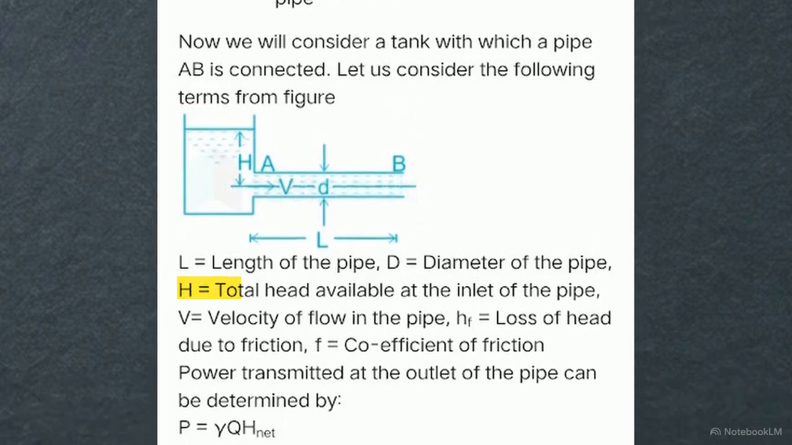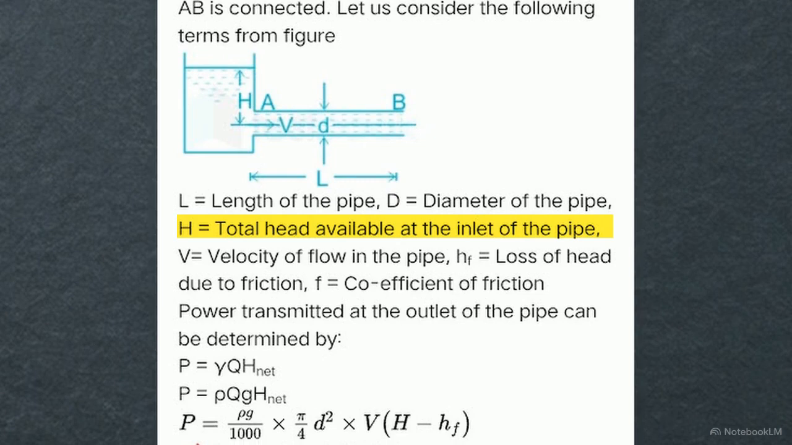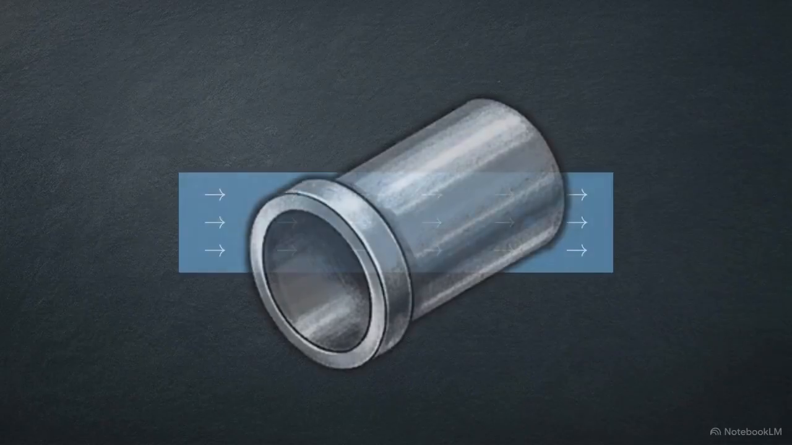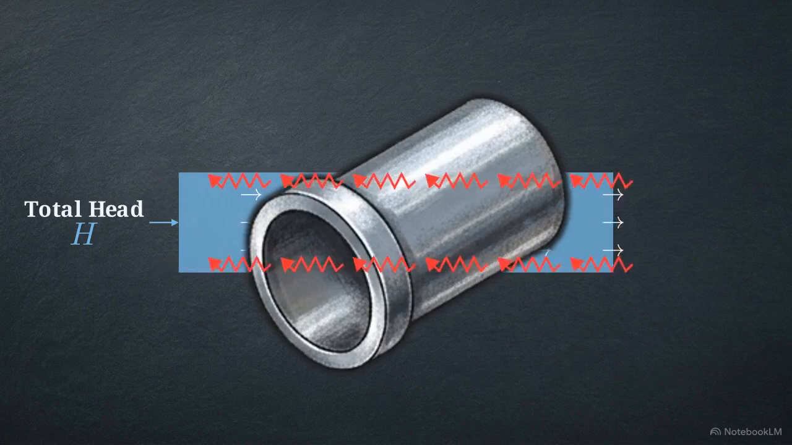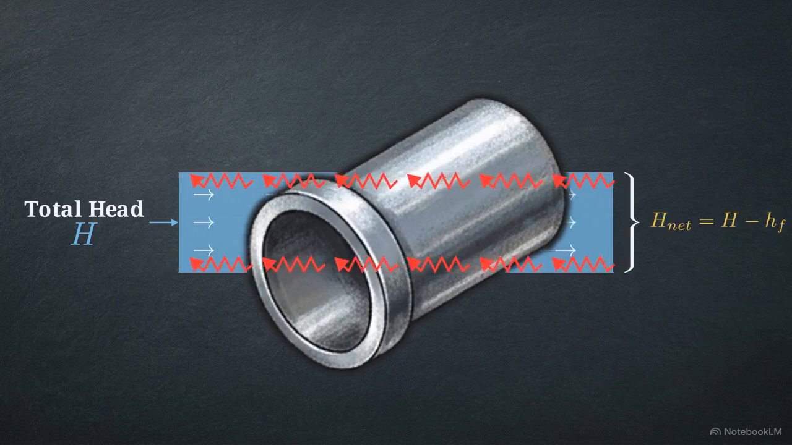The core variables are total head, capital H, at the inlet, and the friction factor, H sub F, which causes head loss. Because of this friction against the pipe walls, the actual effective head available at the pipe's outlet is reduced to H minus H sub F.